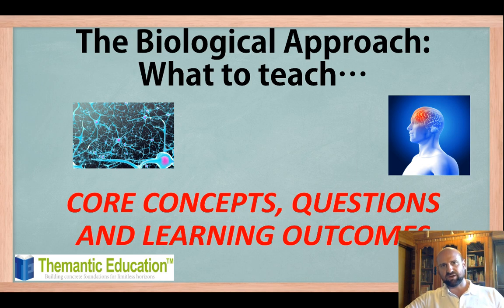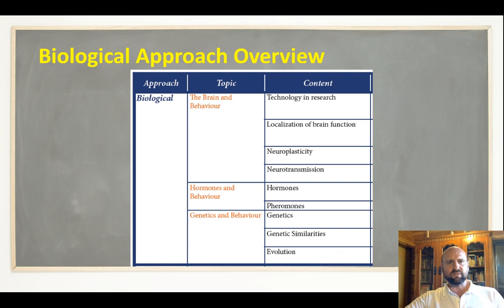So getting into the biological approach: what do we need to teach, what are the concepts, what are the key questions we're trying to ask, and then how can we devise some learning outcomes based on that. This is an overview of what the biological approach looks like. We've got three main topics: the brain and behavior, hormones and behavior, which has now become hormones and pheromones and behavior, and genetics and behavior. And then we have subtopics here. These are just the content, the more specific topics.